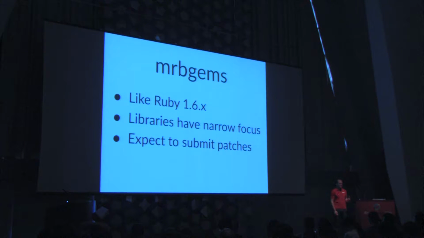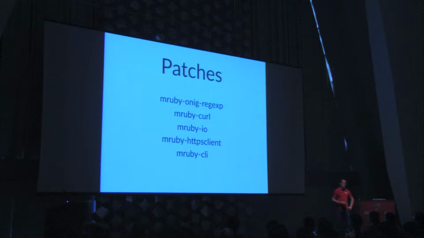And because MRuby libraries have this narrow focus, you'll either have to do a bunch of hunting to find the library that matches your use case, or you'll need to submit patches to get the library to work the way you want. And so far, I've submitted patches to all of these libraries: the Oniguruma regular expression library, curl wrapper, IO wrapper, the HTTPS client, and to MRuby CLI, and for some of these, multiple patches.